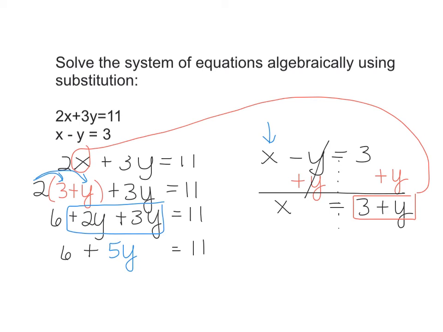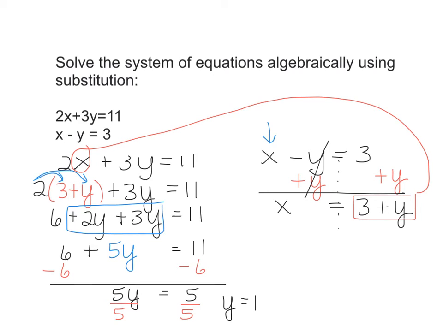So now our goal is to isolate the y on the left-hand side of the equation. So we're going to move the 6 by adding its opposite, minus 6, to both sides. That'll get us 5y equals 5. And last but not least, we'll undo the 5 by dividing both sides by 5 and getting y equals 1. So there's the first part of our answer.